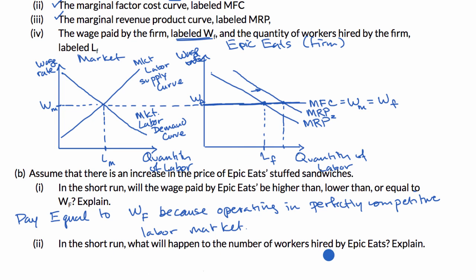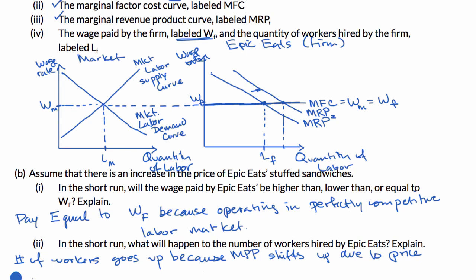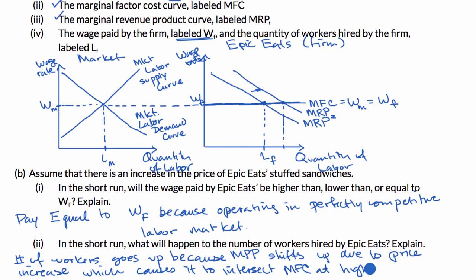And so what will happen to the number of workers hired? So number of workers goes up because MRP shifts up due to price increase, which causes it to intersect your marginal factor cost curve, MFC, at higher quantity of labor hired.